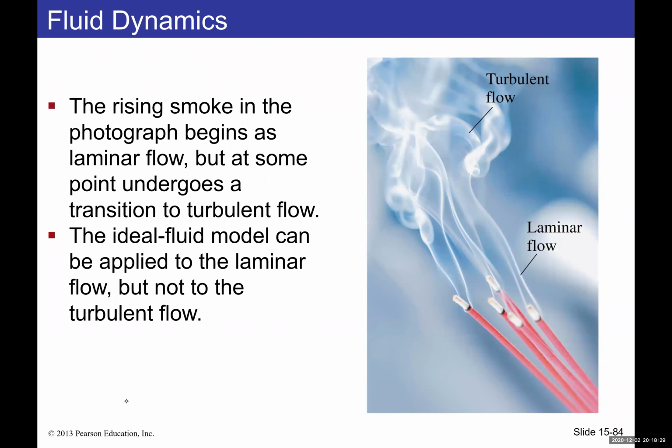You can see the rising smoke in the photograph begins as a laminar flow. When it's moving, you can say, okay, right now it's here, and at some later time it's going to be over there. It's more or less following a straight line. But as soon as it gets here, you can't tell where it goes, because this whole region is turbulent flow. It's very random motion. It can go in any direction depending on many different factors.